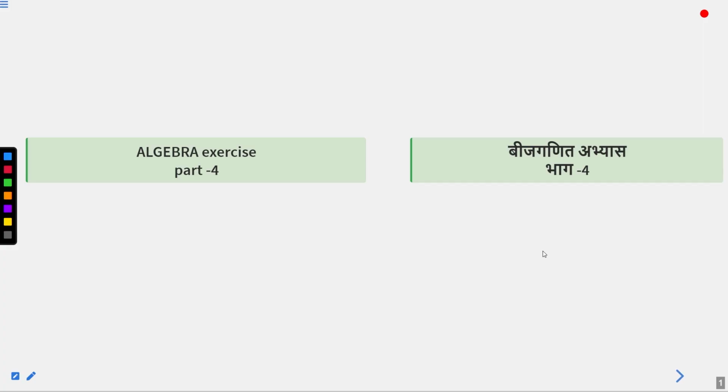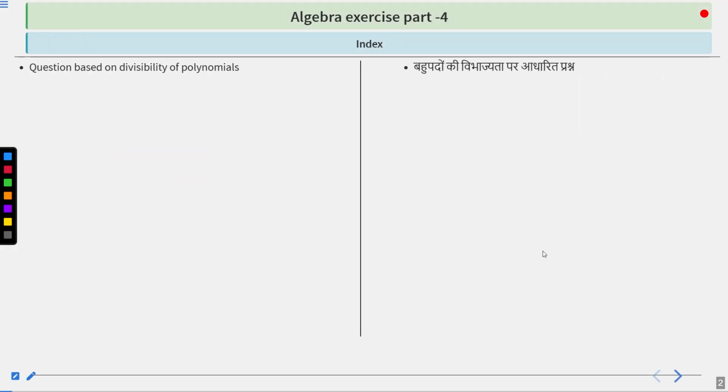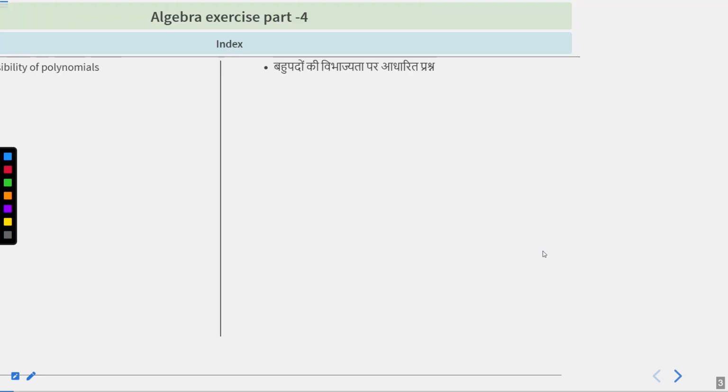Hello everyone, we are going to start Algebra exercise part 4. In this exercise, we are going to do questions based on divisibility of polynomials.